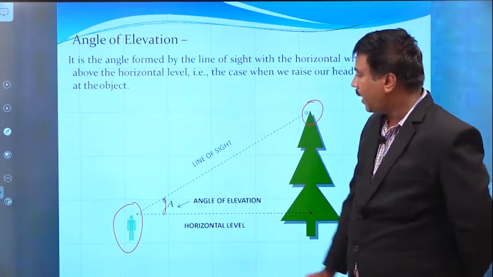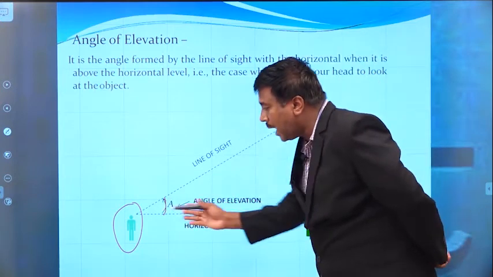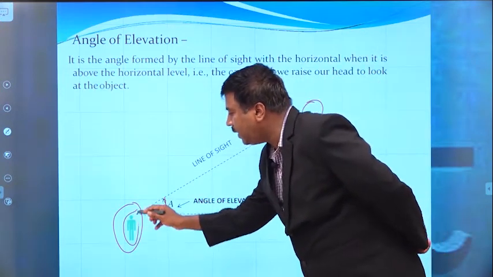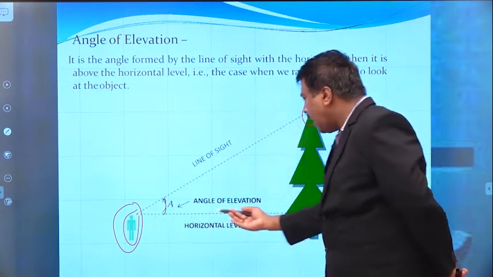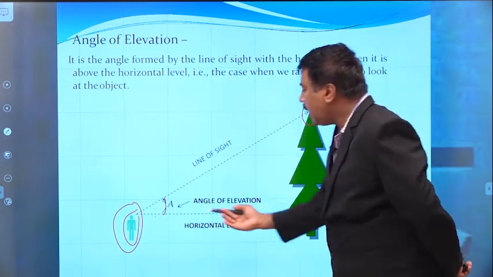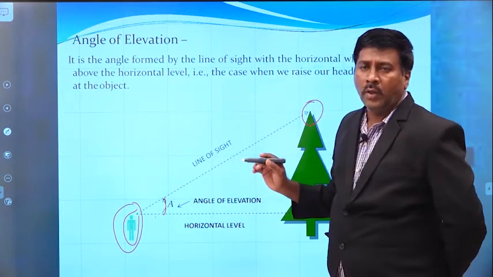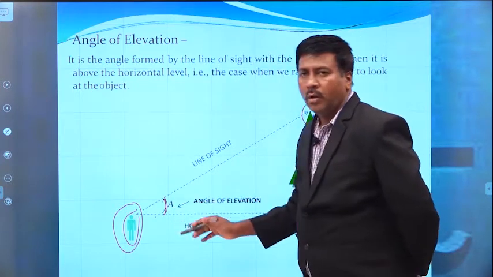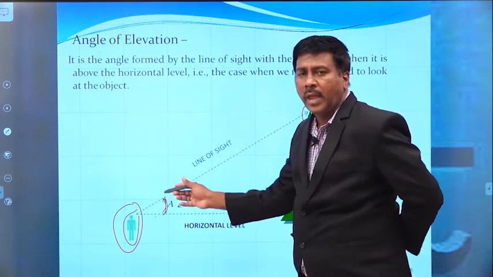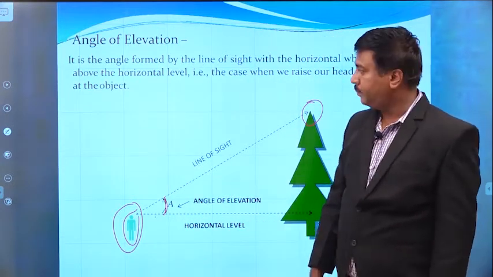Please all of you keep in your mind: angle of elevation. This is the horizontal line, because we have to imagine it like this. Here the person has to see the object. At the eye, we have to assume a horizontal line. With that horizontal line, he may see the object. Then an imaginary line with that line forms an angle. That angle you have to consider as the angle of elevation.